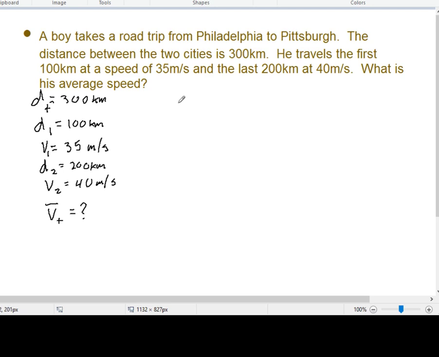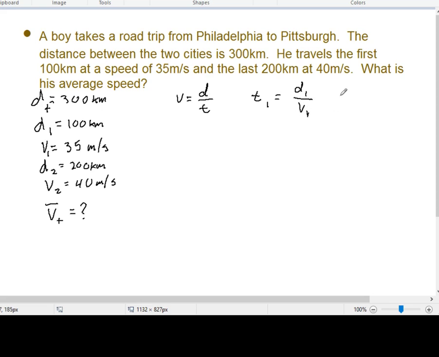Since this isn't an acceleration problem or anything like that, it's just an average speed problem, I'm going to go with velocity equals distance divided by time. And I can use that as long as there's no acceleration. So in the case of the first leg of the trip, if I solve that for t, t1 would equal d1 divided by v1. That'll give me a time.